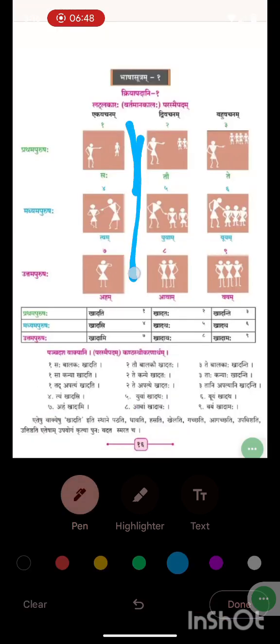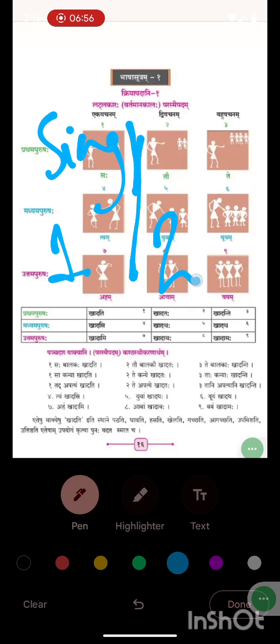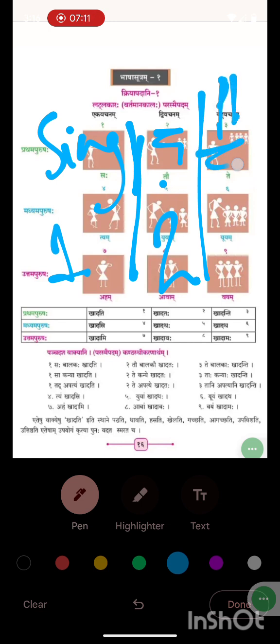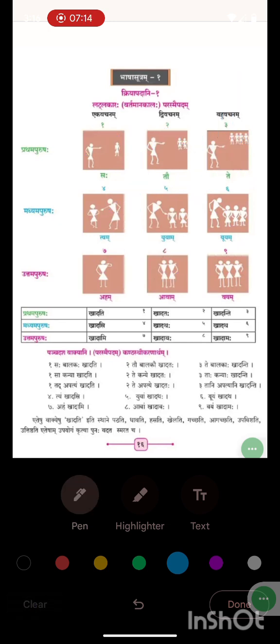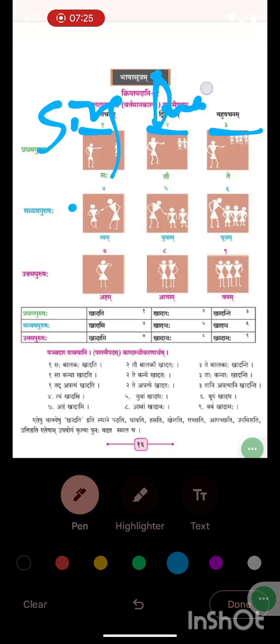Ekavachanam, this column is ekavachanam. Ekavachanam is singular. So whenever there is one person in front of you, it is singular. But when there are two, it becomes dual. Dual is dvivachanam. When there are more than two, three or many, you say plural, and that becomes bahuvachanam. So understand this table. This is ekavachanam, singular, dvivachanam, dual, and this is bahuvachanam, which is plural. Okay. Singular, dual, plural.